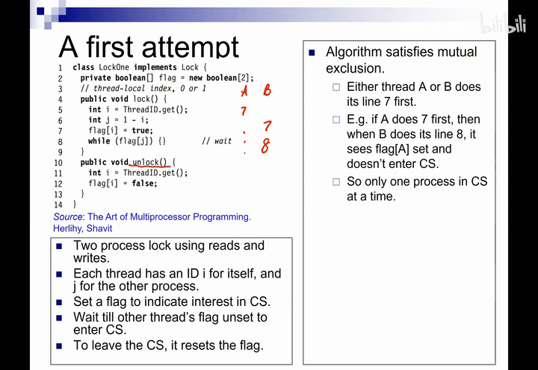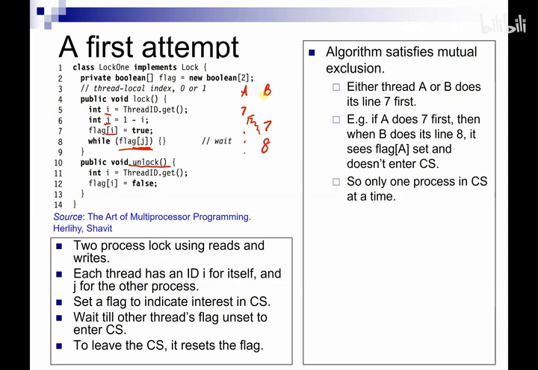But when B does line number 8, he's going to see that when A did line 7, A set its flag to be true. I forgot to say this, but basically here you have two variables. I is like myself, so if I'm thread 1, then I is 1. If I'm thread 2, then I is 2. And J is the other guy. Here I'm setting my own flag to be true, and I'm checking the other guy's flag.